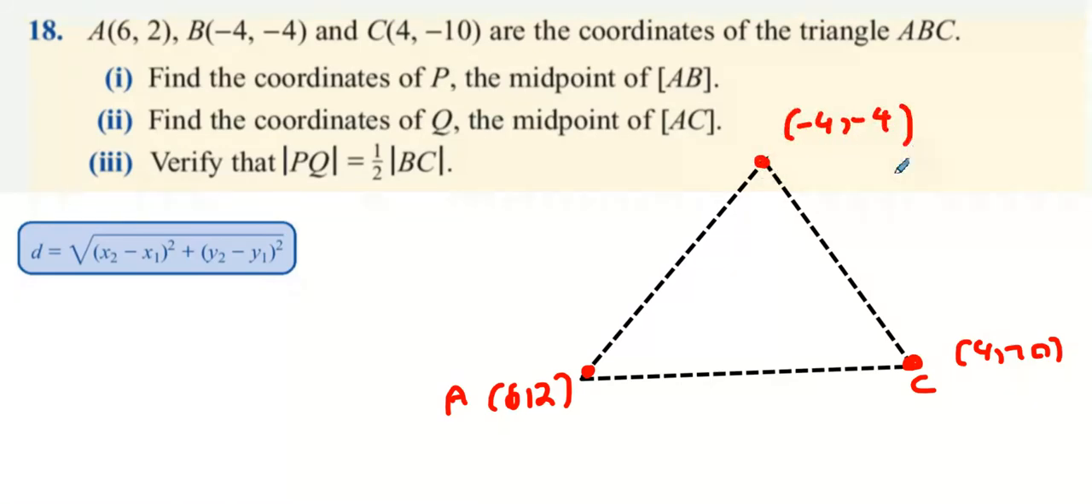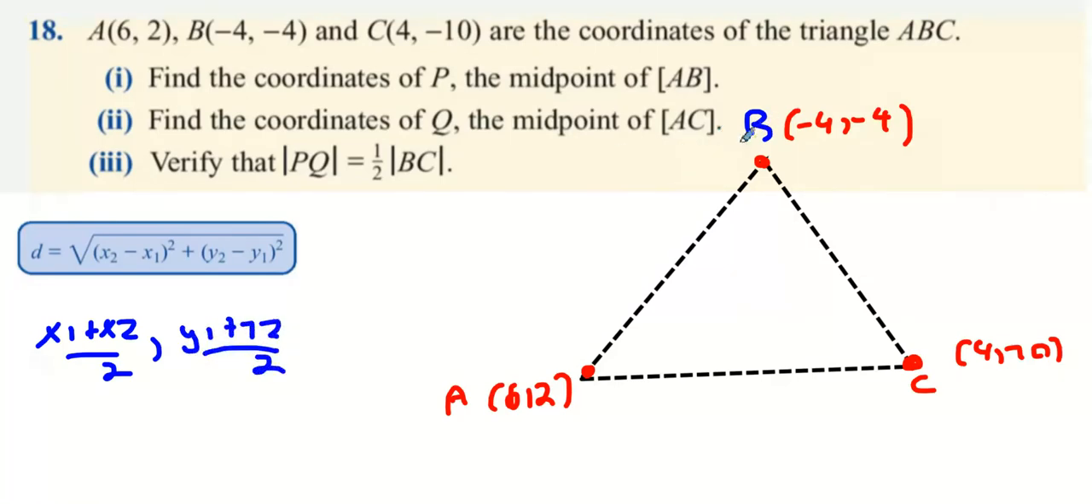Now, all you need to do, first of all, is everybody just do the midpoint formula for me straight away. That's A, that's B, and that's C. So I want you to find the midpoint of A to B. Then I want you to find the midpoint of A to C. You got it? Okay, then I'll come back in a second.